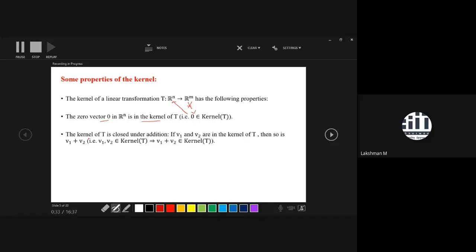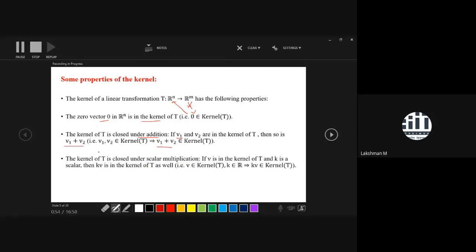Second, kernel is similar to image. Kernel is also closed with respect to addition. That means if you are taking any two non-zero elements V1 and V2 from the kernel of T and you sum them up, then the summation of those two non-zero elements would be again in the kernel of T. That means the kernel of a given transformation is again closed with respect to addition.